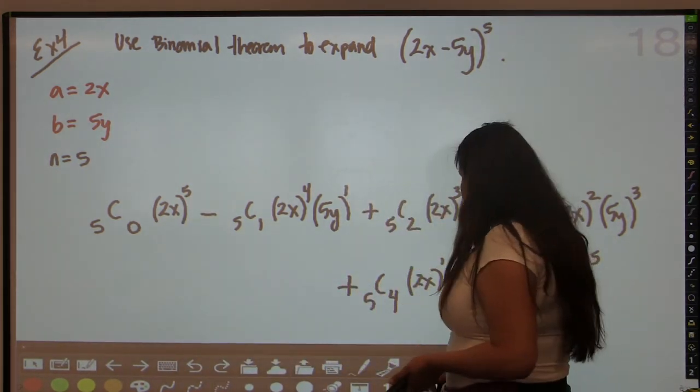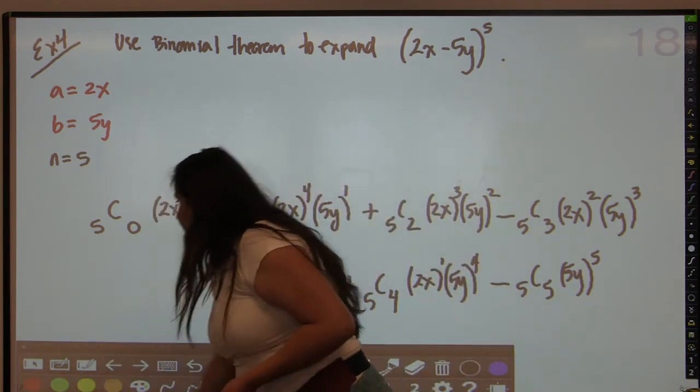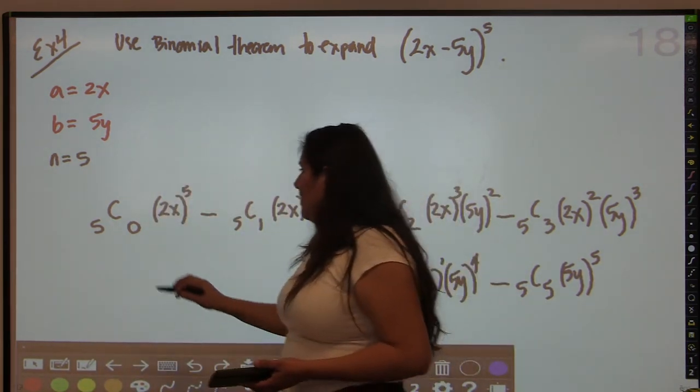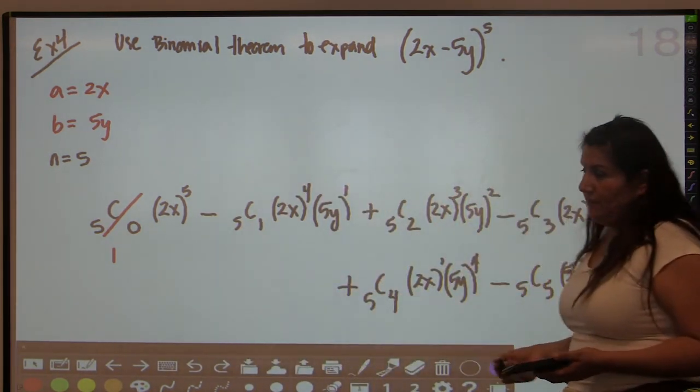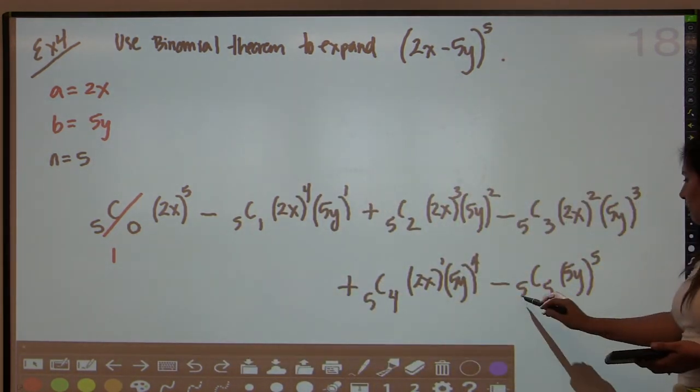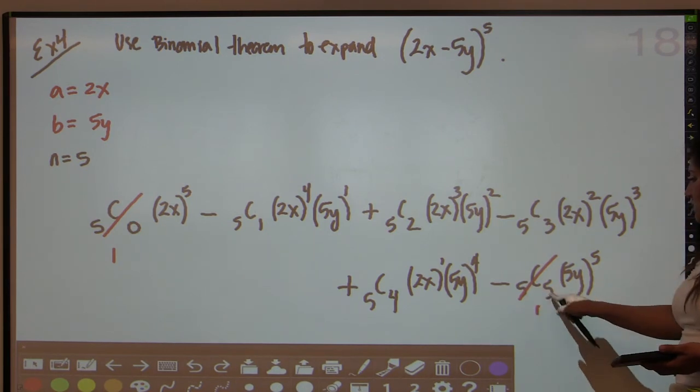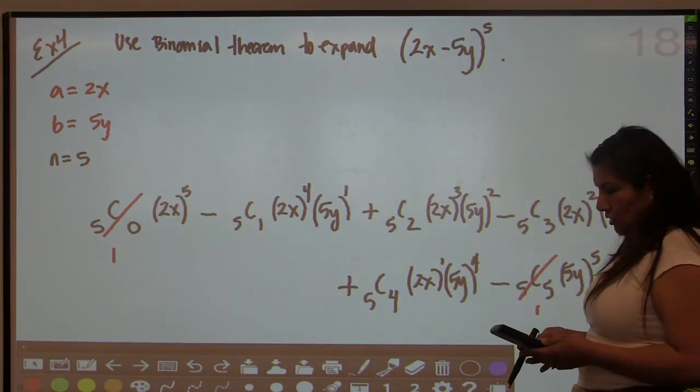But first, let's make sure that we have our 5 choose 0 stuff. This is 1. Anything choose 0 is 1, by the way, and anything choose itself is 1. So 5 choose 5 is 1. 5 choose 0 is 1.